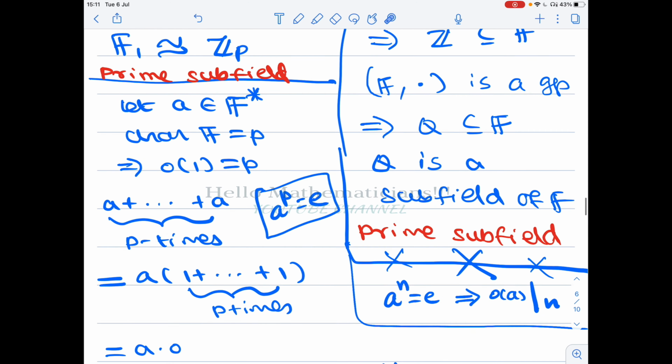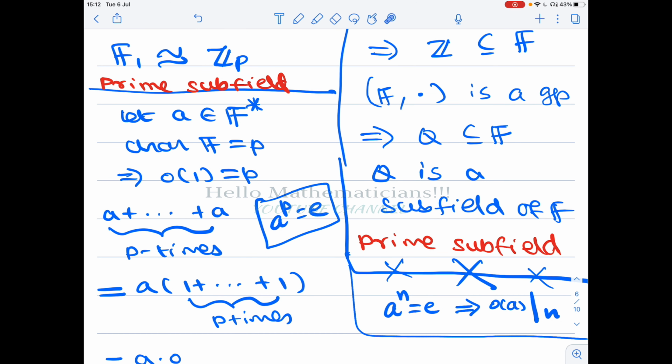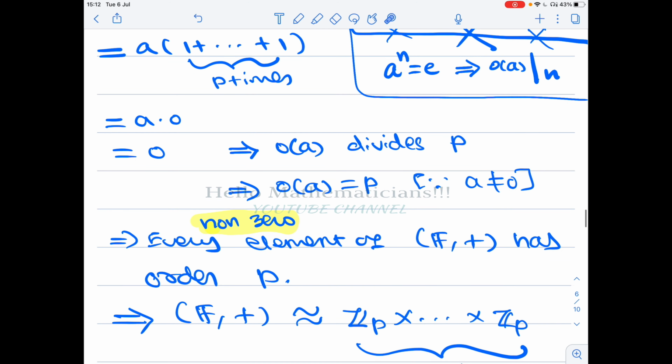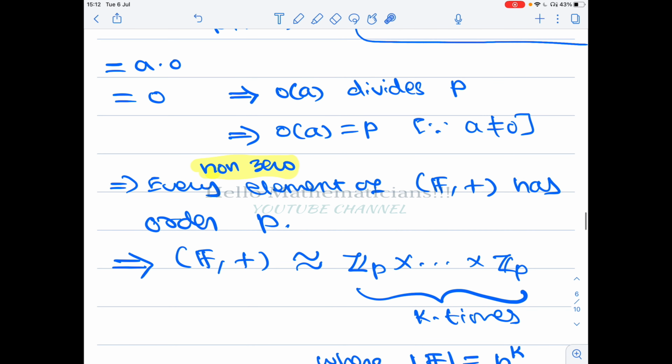Therefore, if the characteristic of a field is a prime number P, then every non-zero element has order P. So if the characteristic is P, it doesn't just mean that one has order P, it also means that every non-zero element has order P. Therefore, F comma plus is a group in which every element has order P.